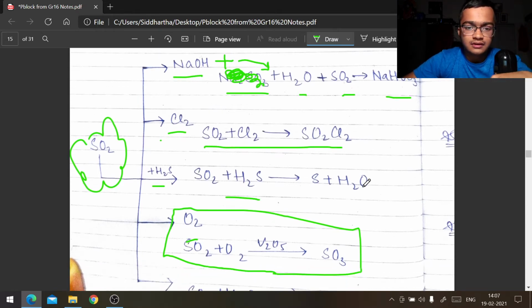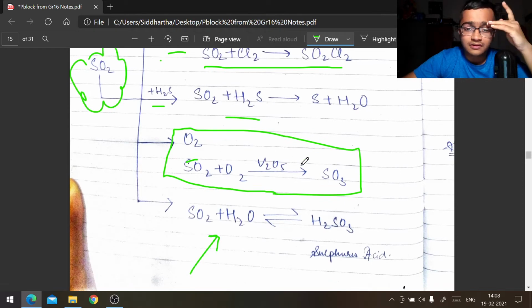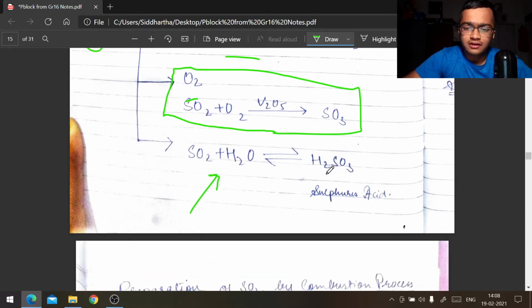Now when you take sulfur dioxide with chlorine, you obtain SO2Cl2, and when you take H2S with sulfur dioxide, you get S plus H2O. Now when you take O2 plus sulfur dioxide in presence of vanadium pentoxide, SO3 is obtained, and when you take SO2 plus H2O in water, a reversible reaction occurs and sulfurous acid is formed.